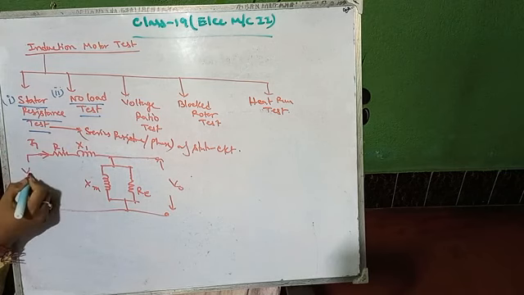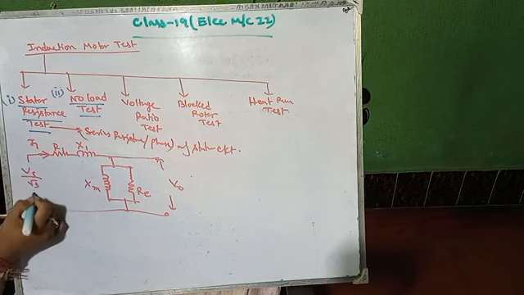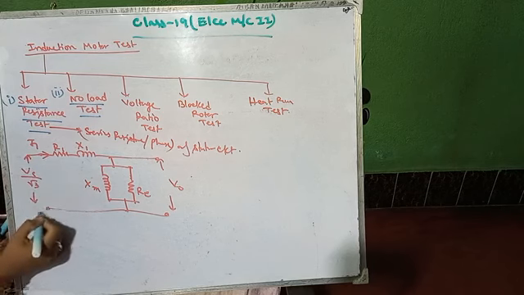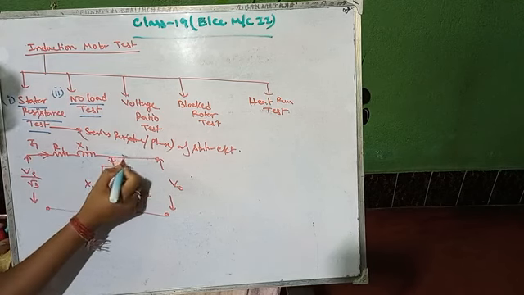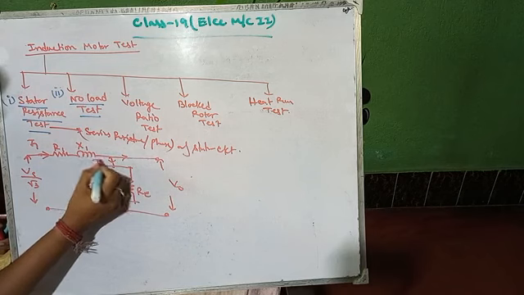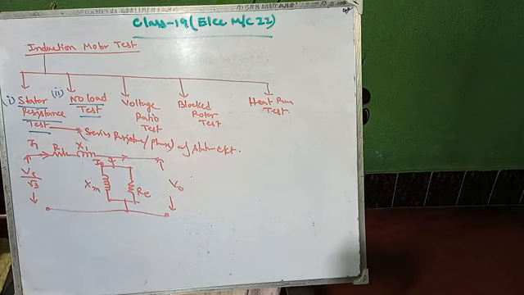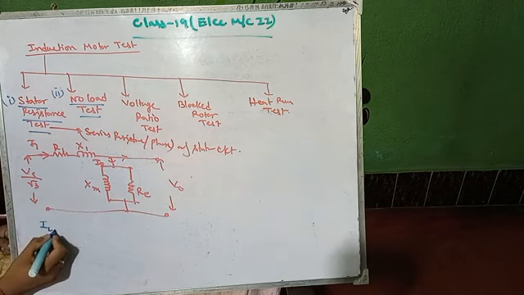So here the per phase voltage, that is Vs by root 3, is given, right? From here no current will flow, that is I naught. Total current is transferring from here. Okay, so now write IL naught.